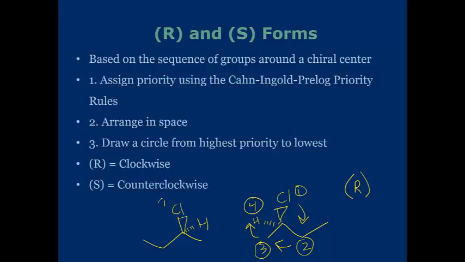So again, chlorine has the highest atomic number, there's a tie, but this is bigger. Then the methyl, and lastly the hydrogen. And if we were to draw a circle, it goes in the counterclockwise direction, therefore sinister. E and Z forms, along with R and S forms, are ways to classify molecules based on their absolute configurations.